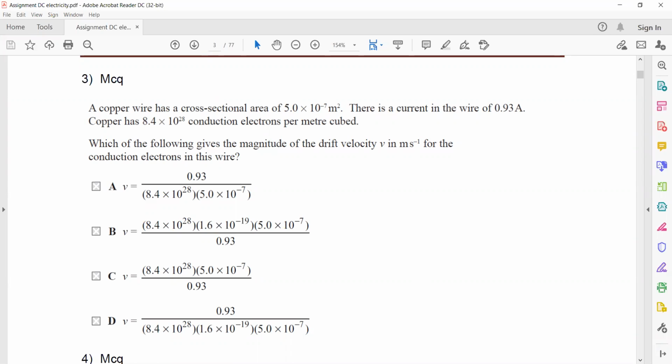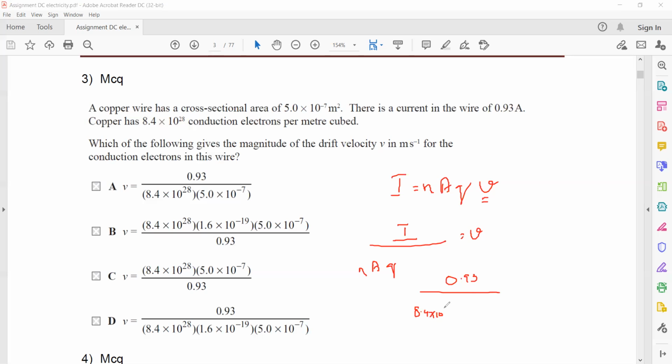So we have the formula I equals NAQV, where I is the current, N is the number of charge carriers per unit volume, A is the area, Q is the charge per electron, or charge of the particle which is responsible for conduction, that's the electron, and V is the drift speed. So we need the drift speed, so it will be I divided by NAQ. So I is the current, which is 0.93. N is the number of charge carriers per unit volume, which is 8.4×10⁸, multiplied by area, which is given 5×10⁻⁷ meter square, multiplied by charge of one electron, which is 1.6×10⁻⁹ coulomb. So it matches with option D.